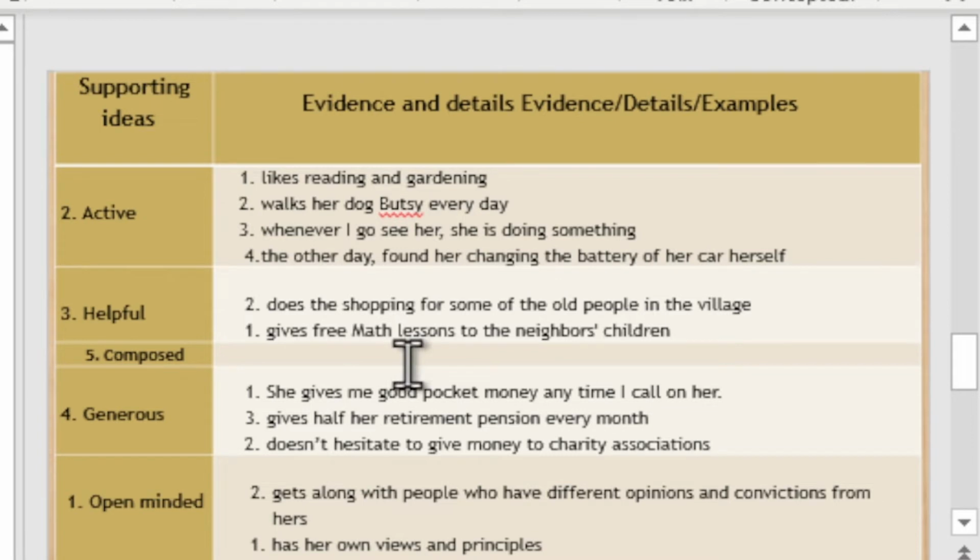Okay, as you can see here on the slide, on the left side, I have the supporting sentences for my controlling idea, why I like Aunt Zahra more than anyone else. And on the right side, I have the details. As you can see as well, I have numbered these supporting ideas, so from 1 to 5.